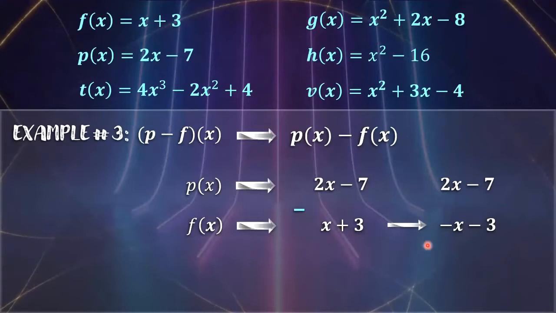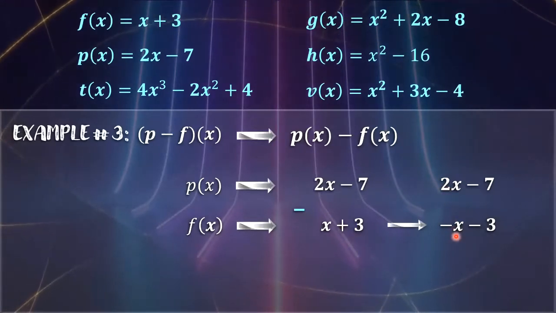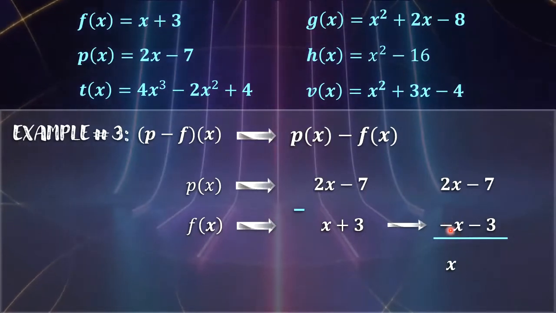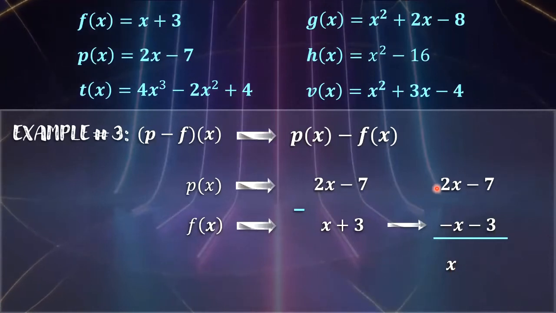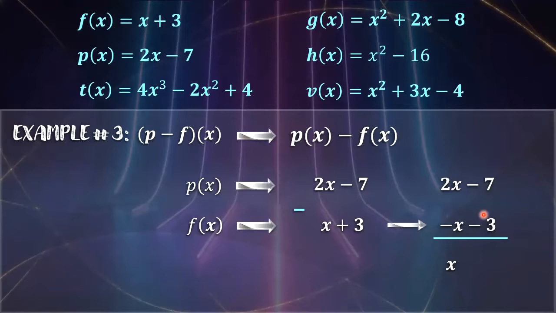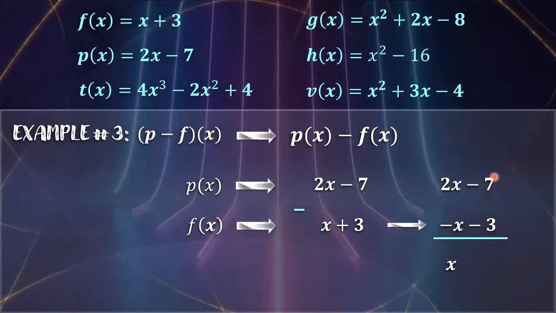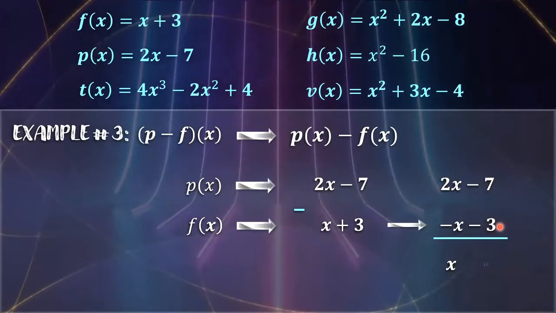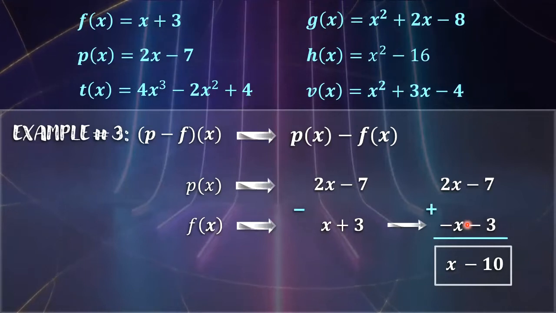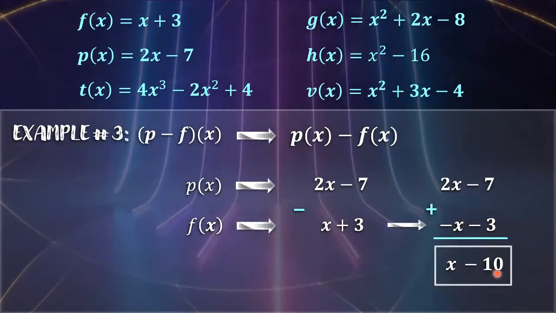After that, we can now combine the two functions. 2x and negative x, unlike signs, therefore subtract. 2 minus 1 is 1. Therefore, this is x positive because the sign of the bigger number is positive. The last term, negative 7 and negative 3, same sign. Therefore, add. 7 plus 3 is 10, and then copy their common sign. Therefore, the difference of p of x and f of x is x minus 10.